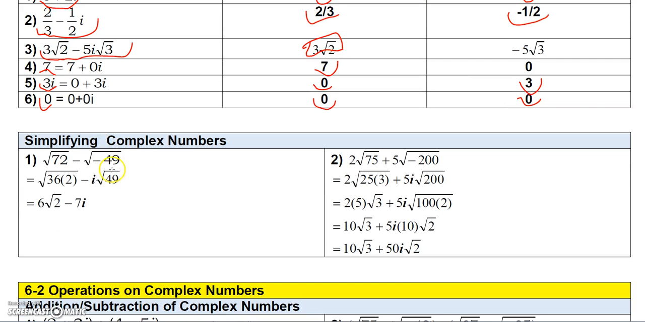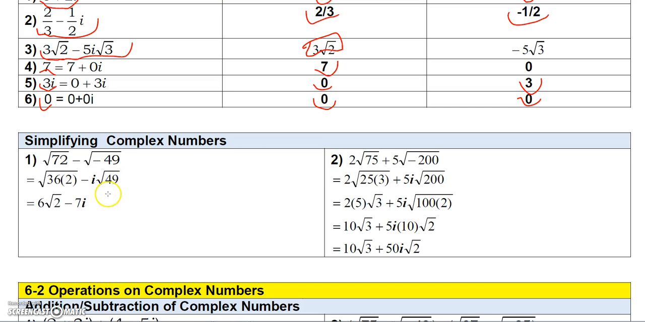Okay, I'll end this section with a couple of complex numbers that you can simplify. Here you have a square root of 72 minus the square root of negative 49. Now, I know this is going to be a complex number because I have the square root of negative 49 here, and so I know that it's going to involve i. So first of all, let's simplify the square root of 72, and we can write that as the square root of 36 times 2. And then the square root of negative 49, we learned we can write that as i times the square root of positive 49.